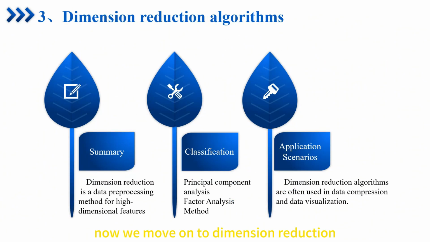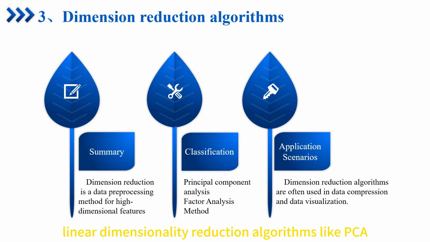Now we move on to dimension reduction. Dimension reduction algorithms are a technique to convert high-dimensional data into low-dimensional data. They can be used to compress data, reduce computation, remove noise, and improve the accuracies of classification and regression.